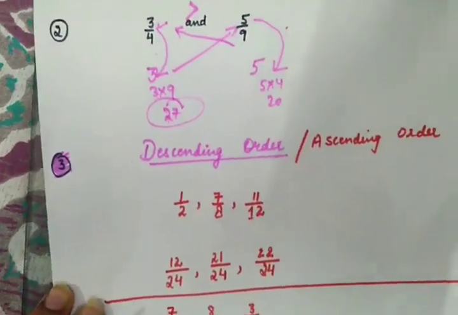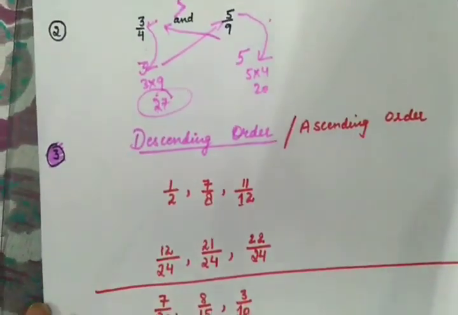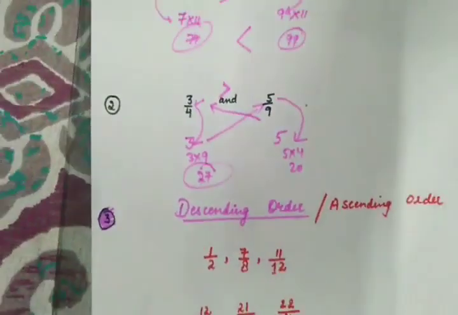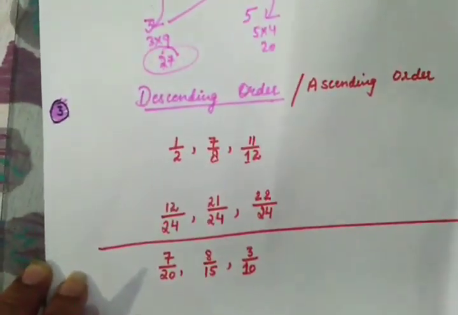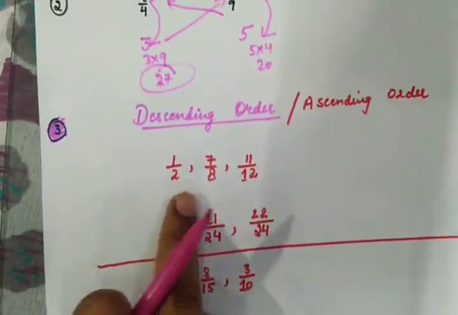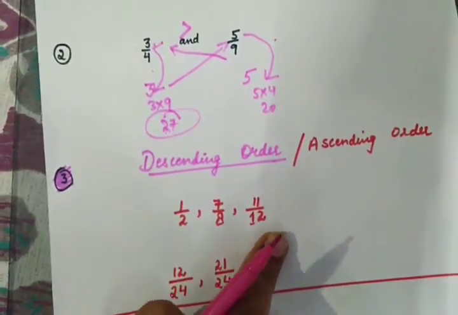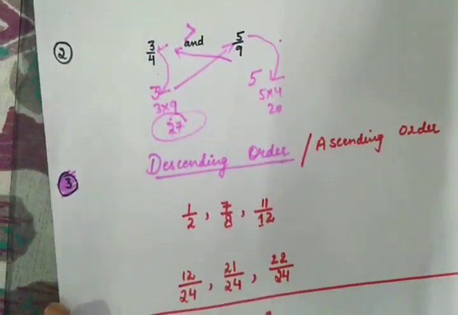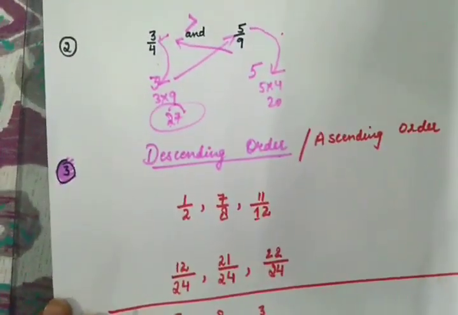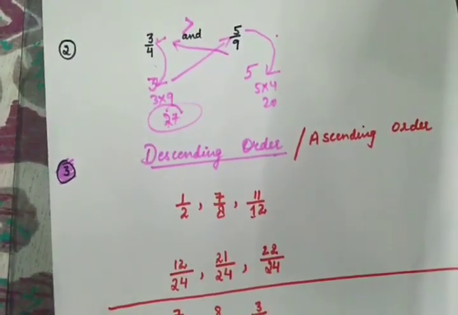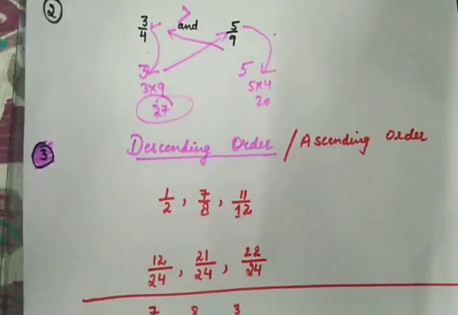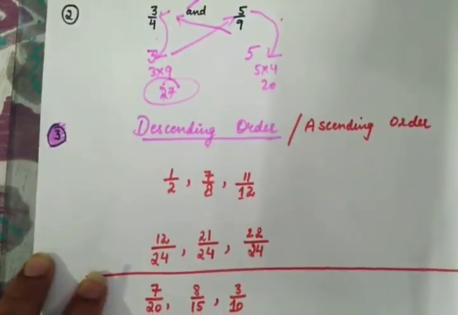Now, ascending and descending order. How to find out, when the fractions are given to you, in which order we have to arrange them. So as I told you just now, just by looking at the fraction we cannot say which one is bigger and which one is small. So this is one question. Let's see how it will be done.